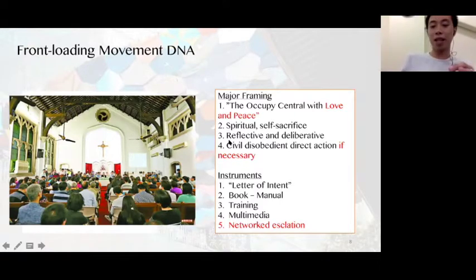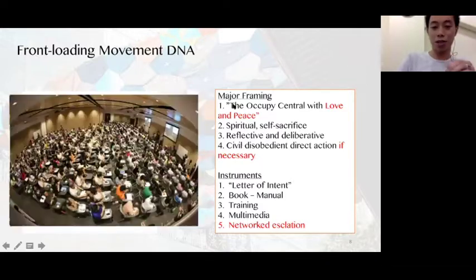And another framing is they emphasize that the proposal of civil disobedient actions was done through reflective and deliberative action. Before any civil disobedient action, the leaders of Occupying Central had deliberation days. On these days, people would join together in groups of 15 or 20 and discuss their visions of democracy, their visions of civil disobedience, and what amounts to violence.